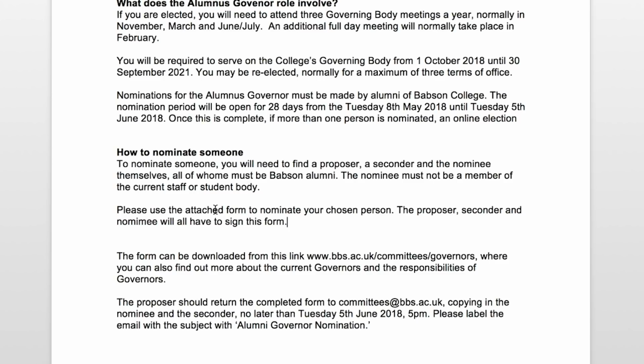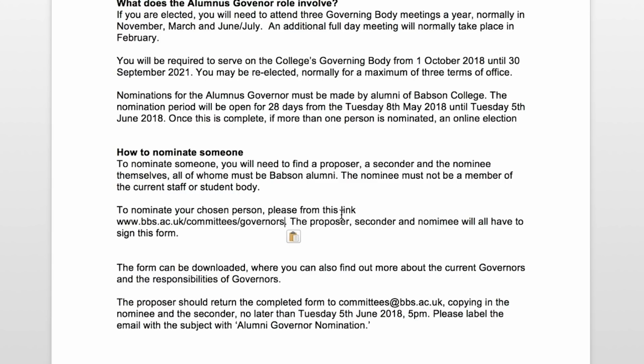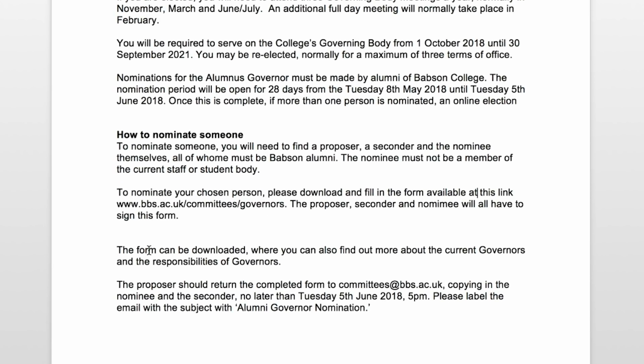Okay. Please download the form, let's say, to nominate your chosen person. Please download the form. Download and fill in, not simply downloading it. Form available at this link. The proposer, seconder, and nominee will all have to sign this form.